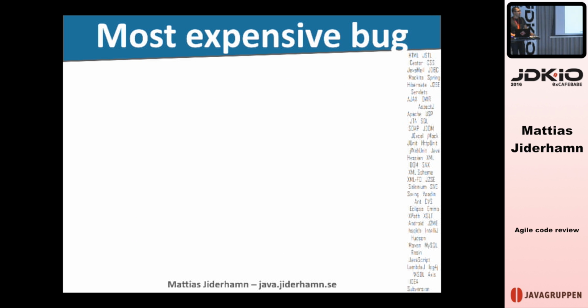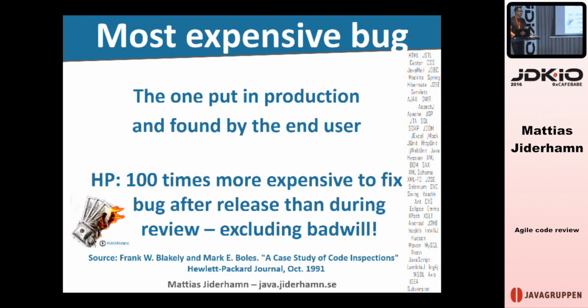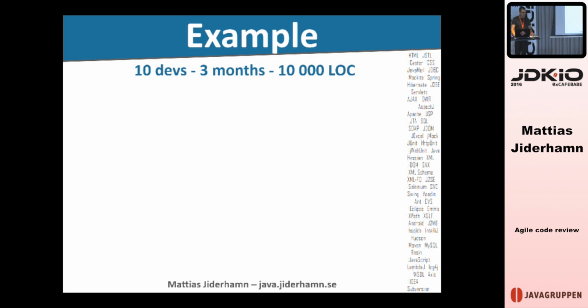So which is the most expensive bug then? It's the bug that is put into production and found by the end user. Some guys at Hewlett-Packard have estimated that it actually costs 100 times more to fix a bug after it has been released than if you had found it during a code review. And that number excludes any bad will or any lost business that could be caused by the bug affecting the end users. So let me give you a few examples of this.